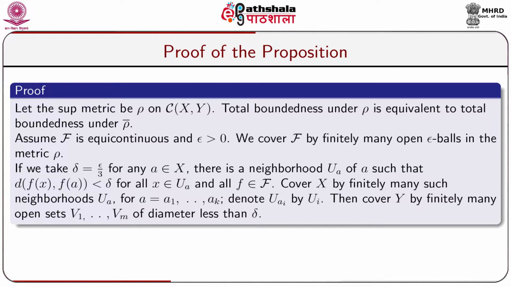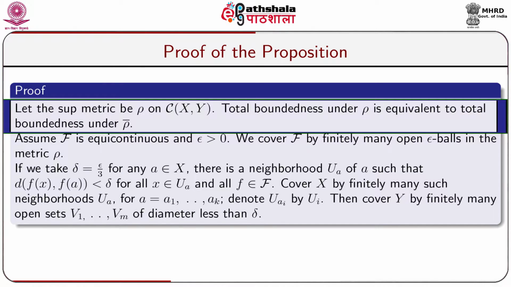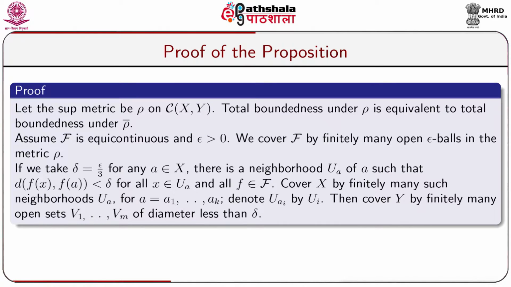since X is compact, the sup metric rho is defined on C(X, Y). Total boundedness under rho is equivalent to total boundedness under rho bar. For whenever epsilon is less than 1, every epsilon ball under rho is also an epsilon ball under rho bar, and conversely. Therefore, we may as well use the metric rho throughout. That means there is no harm if we consider the metric rho throughout the proof of this lemma.